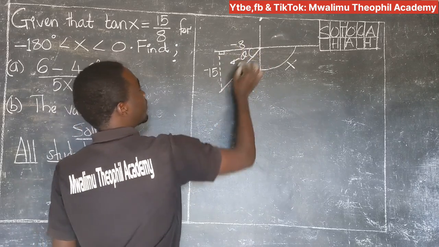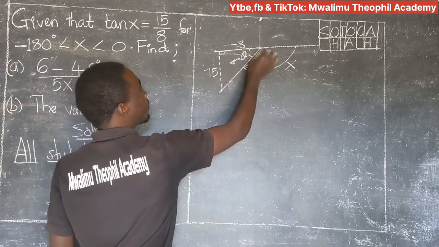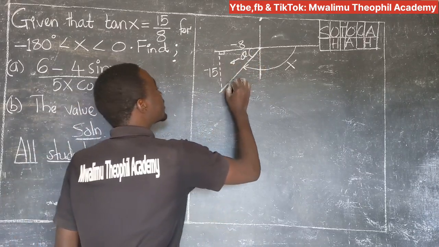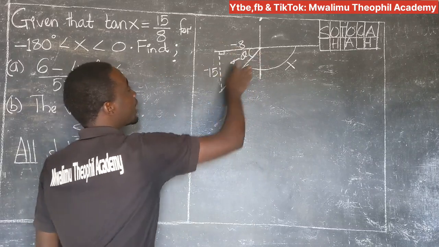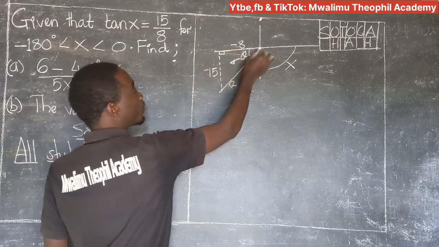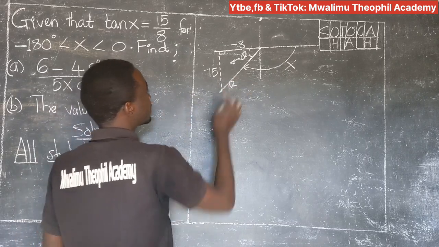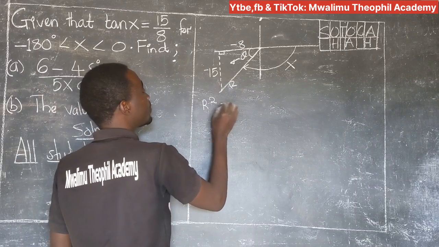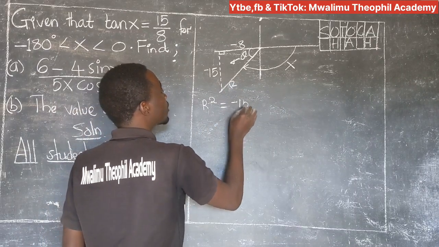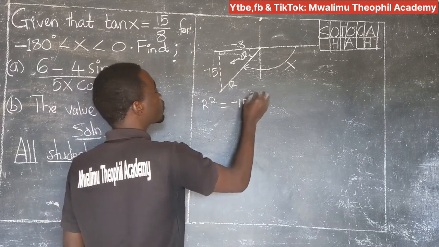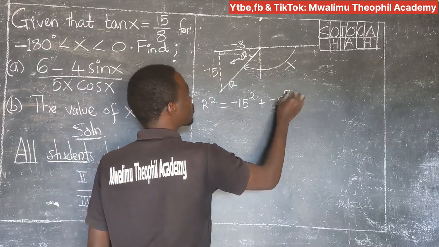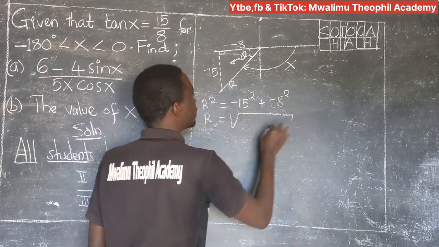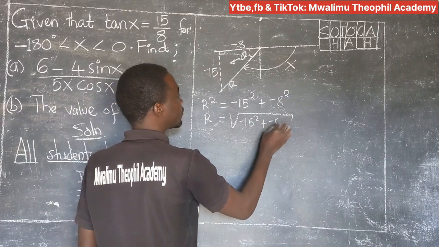This is a right angled triangle. We may use Pythagoras theorem to calculate this unknown side, the hypotenuse, as we already have the two sides. Now, let's take this as r. According to Pythagoras theorem, the square of the hypotenuse, r square, will be equal to the sum of the squares of the two remaining sides, which is negative 15 square plus negative 8 square. Now, r will be equal to the square root of negative 15 square plus negative 8 square.